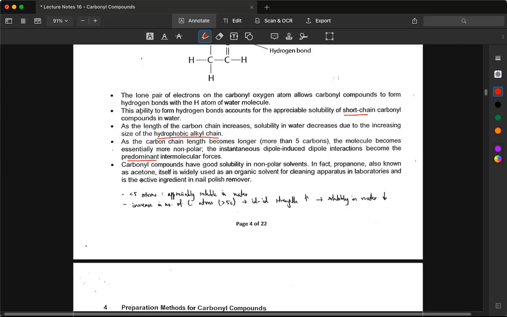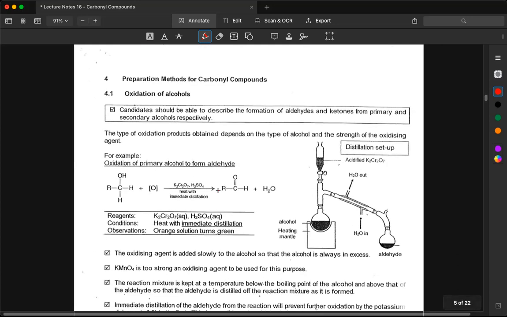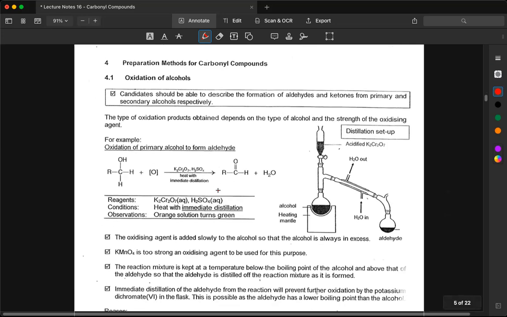For example, acetone is used as an organic solvent to clean apparatus in laboratories and is used in nail polish removal. Now, let's look at how carbonyl compounds are prepared before we look at the reactions later.